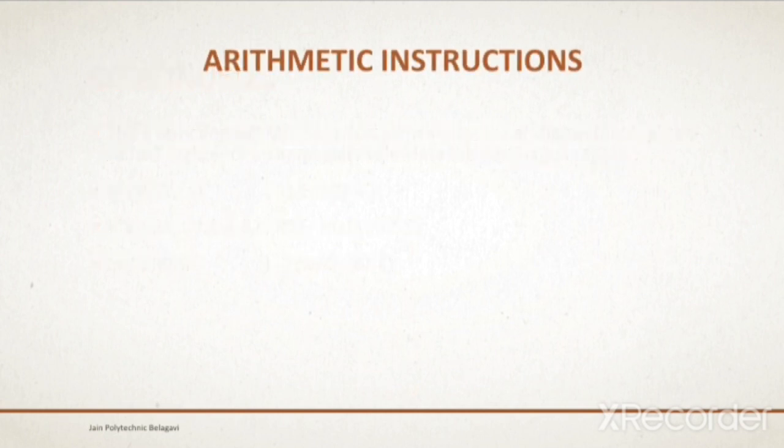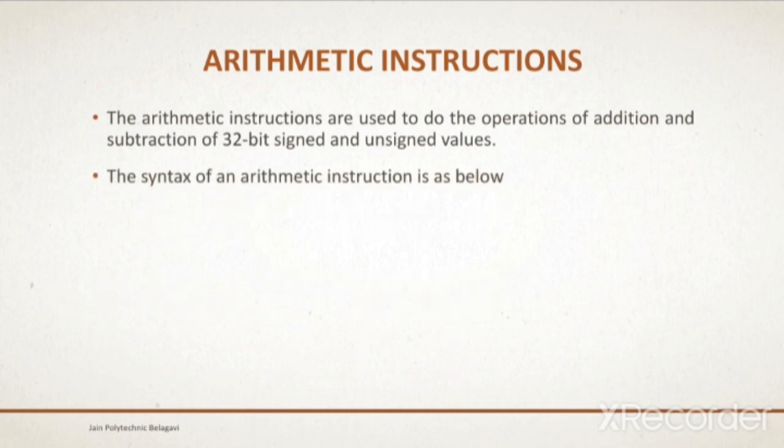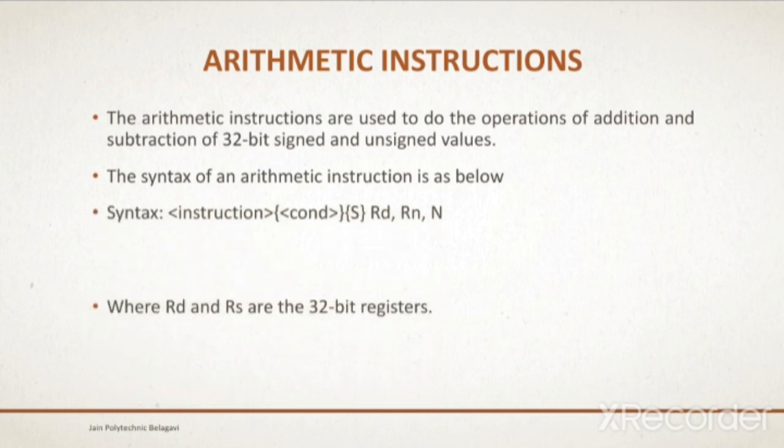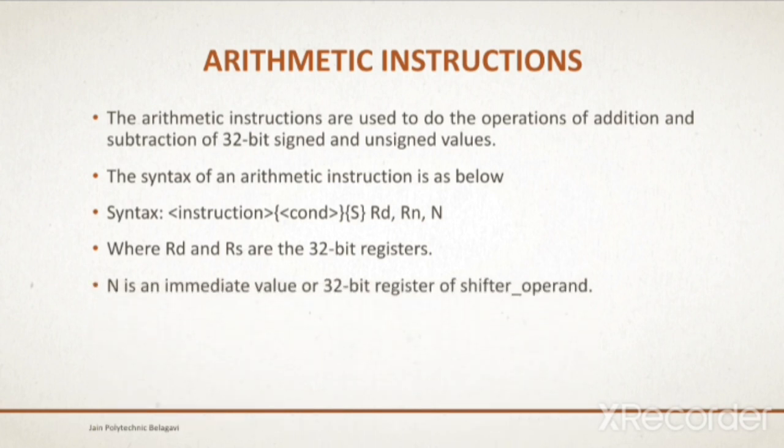Next, we will be seeing about arithmetic instructions. The arithmetic instructions are used to do the operations of addition and subtraction of 32-bit signed and unsigned numbers. The syntax of an arithmetic instruction is shown below, in which RD and RS are 32-bit registers and N is an immediate value or a 32-bit register of shifter operand.